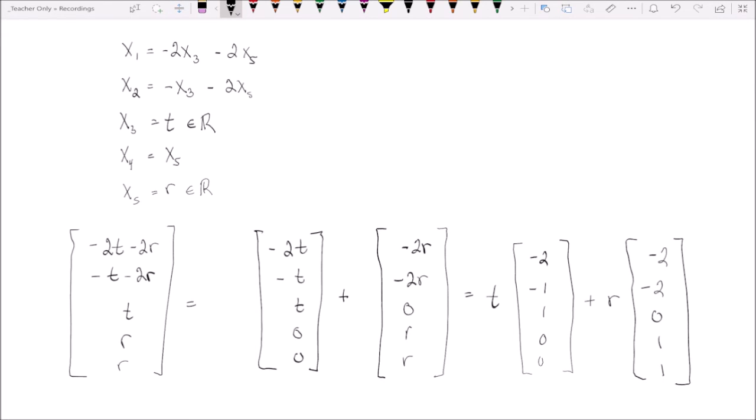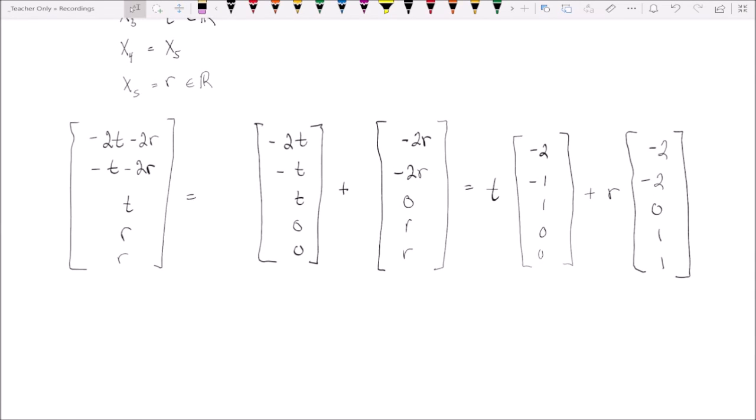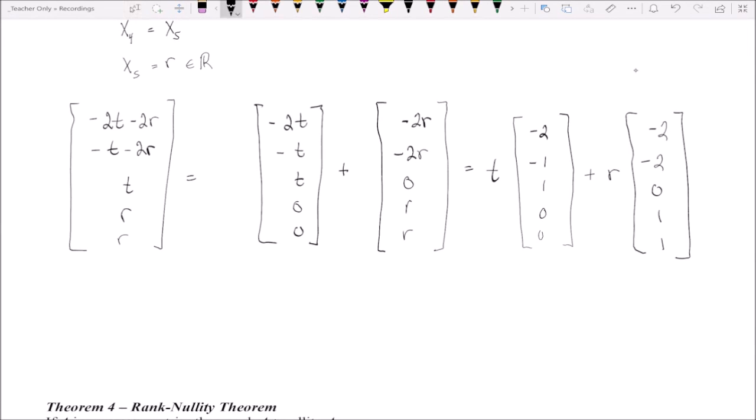Well, now what we've just found are two vectors that form a linear combination of our solution vector. So it obviously spans the null space. And also notice that these two are linearly independent. Right? So these two vectors form a basis for the null space.